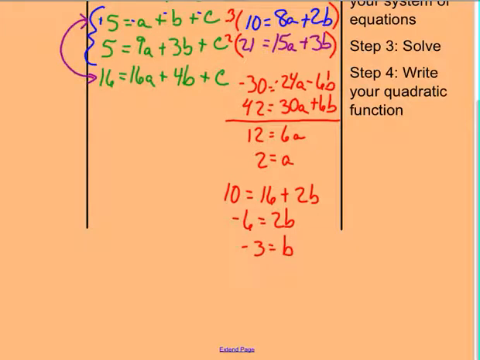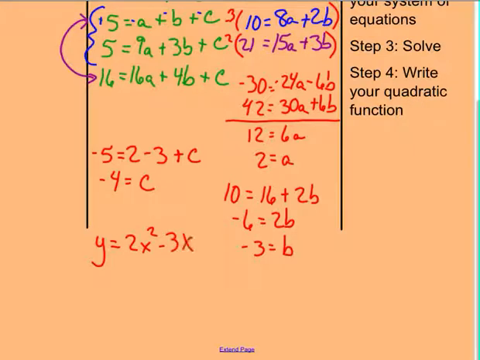And going back to my original green equations, I'm going to use the very first one. We had -5 equals a plus b plus c. 2 minus 3 is -1. Adding that to my -5, I get a c value of -4. So my quadratic function is y equals ax squared plus bx plus c.